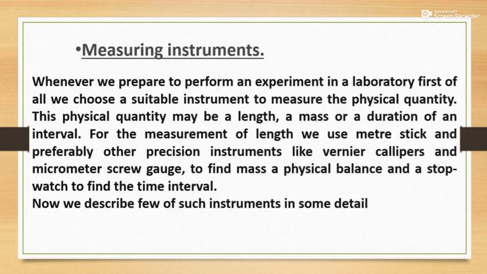Now, whenever we prepare to perform an experiment in our laboratory, first of all we choose a suitable instrument to measure the physical quantities. You know that all measurable quantities are called physical quantities. These physical quantities may be length, mass, or the duration of an interval. For measuring length, we use a meter stick and other precision instruments like the vernier caliper and micrometer screw gauge. To find the mass, we use a physical balance, and a stopwatch to find the time interval.